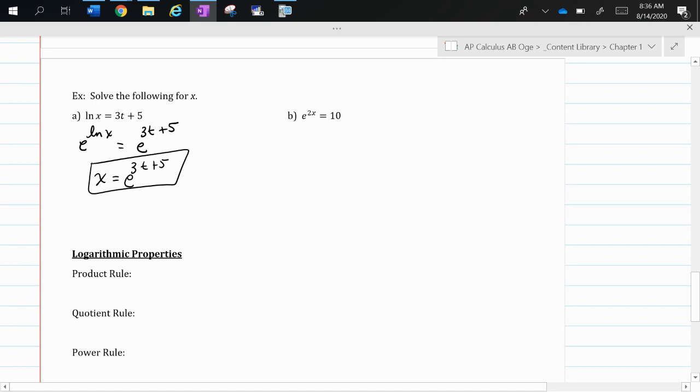And let's look at the next one. Notice where the x is in the next example, in example B. The x is in the exponent. So what I need here is I need to use a logarithm to solve this equation. And since my base is already e, I'm going to use an ln. So I'm going to say the ln of e to the 2x is equal to the ln of 10. And I know that ln of e to the 2x is just 2x. And I'm almost done. I just have to divide both sides by 2 now. So I get the ln of 10 divided by 2. Now remember, the ln of 10 divided by 2 is not the same thing as the ln of 5.